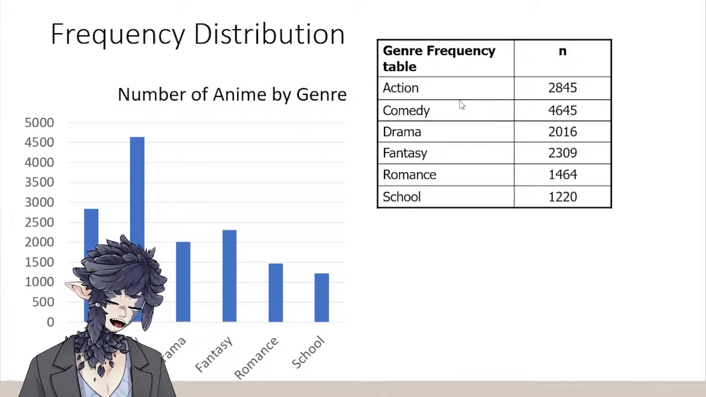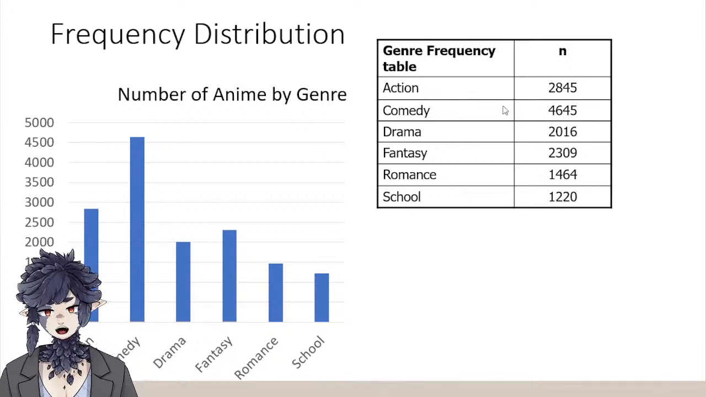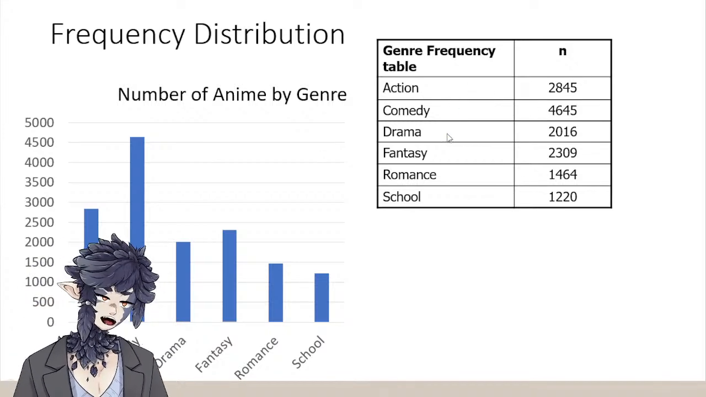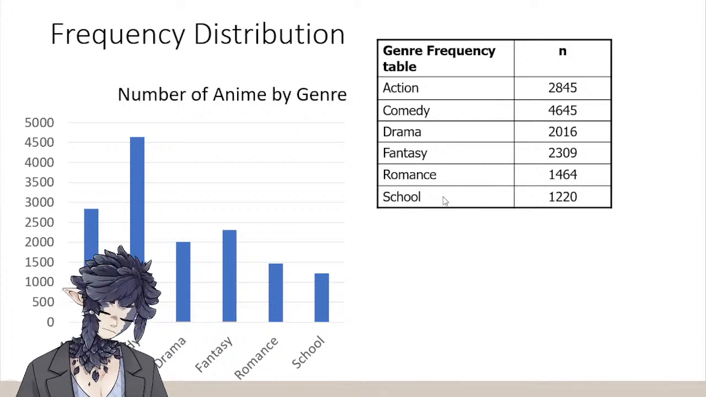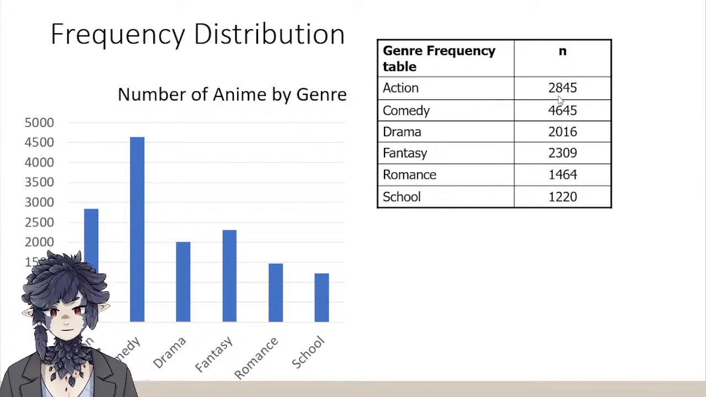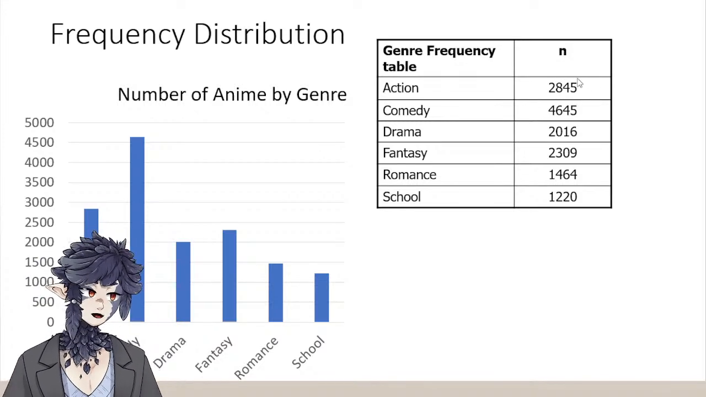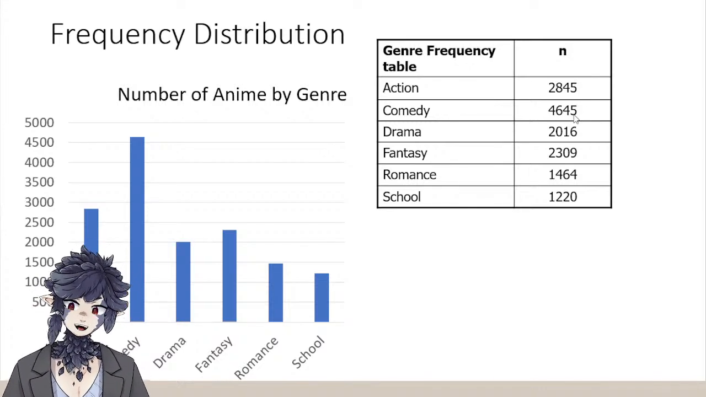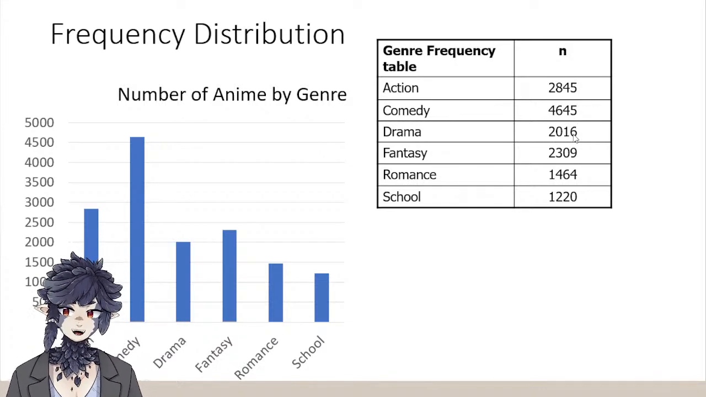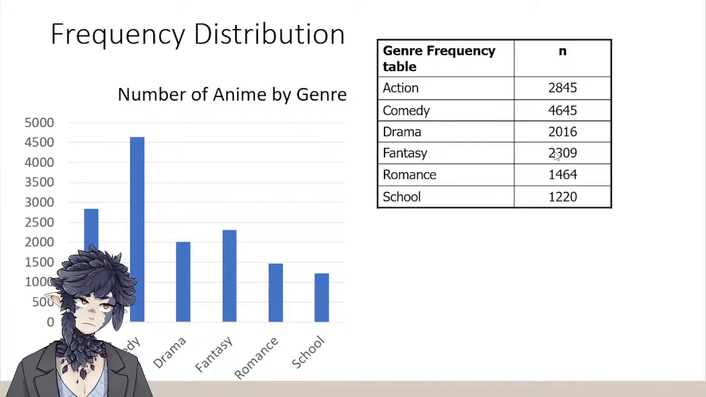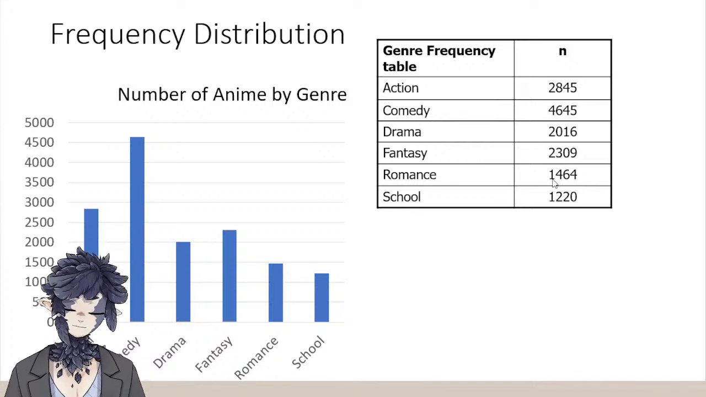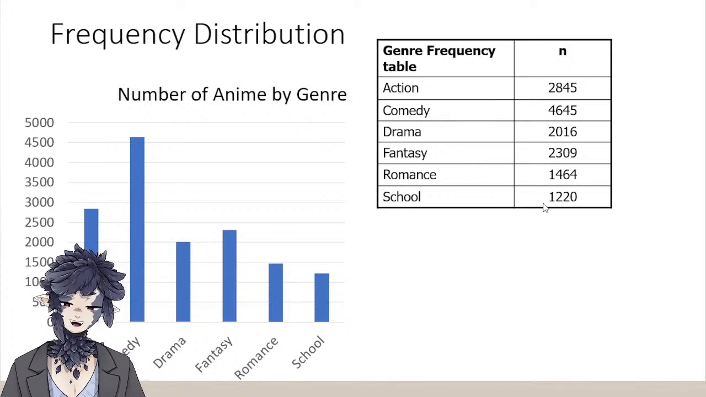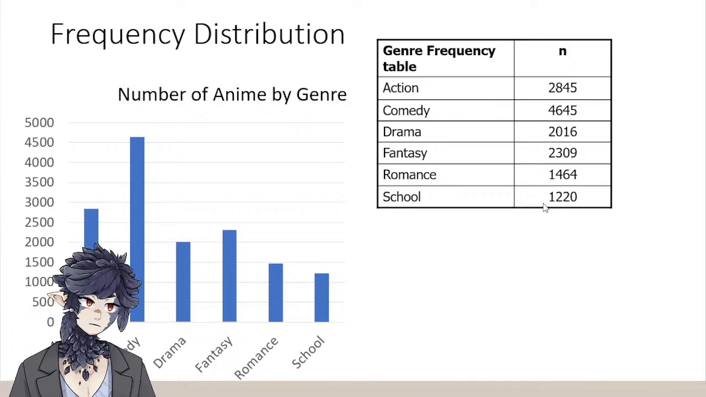And then we have a table here. Each row is a different genre of anime. We have action, comedy, drama, fantasy, romance, school. And then we have the sample size for each. So 2,845 were action, 4,645 were comedy, 2,016 were drama, 2,309 were fantasy, 1,464 were romance, and 1,220 were school.